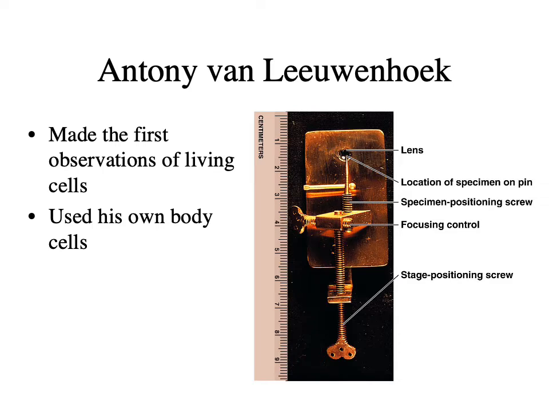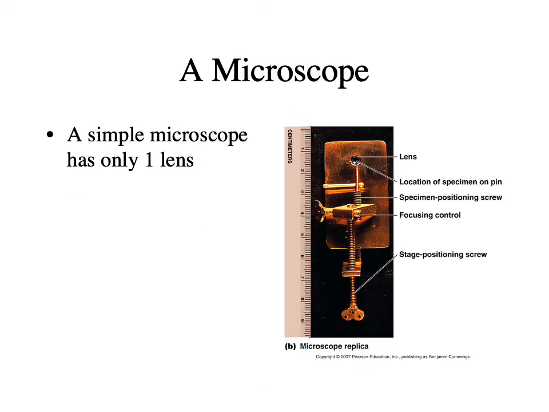The gentleman who developed the first known microscope is Leeuwenhoek. He made the first observations of living cells. He took cells from his own body and looked at them under a series of lenses that he put together. He developed this very first simple microscope. In his case, it only had one lens. He was able to have a specimen platform, and he was able to use a screw to adjust it. But this is the example of the first microscope.